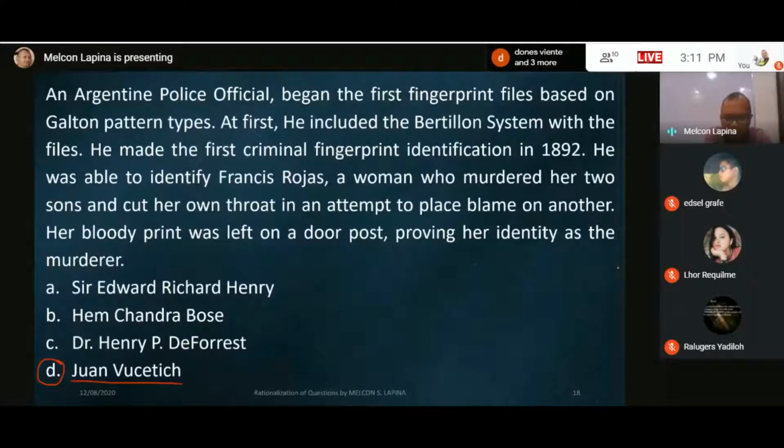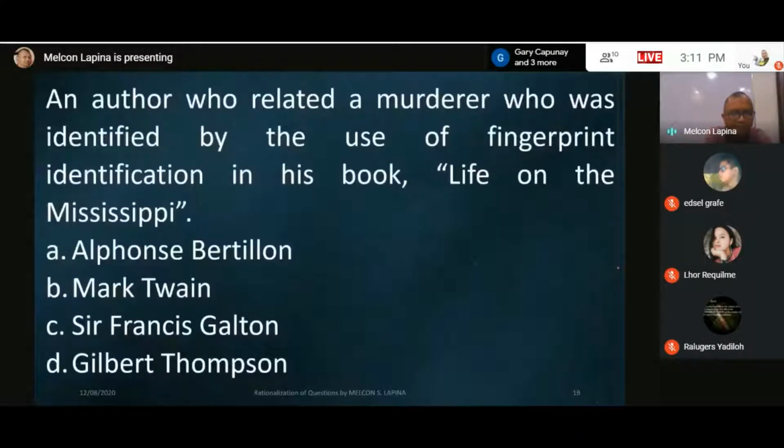So move to number 19. An author who related a murderer who was identified by the use of fingerprint identification in his book, Life on the Mississippi, si Mark Twain. Long before na ginamit ang fingerprint, parang may si Mark Twain ba na magamit pala ang fingerprint identification sa kanyang fictional book, Life on the Mississippi.